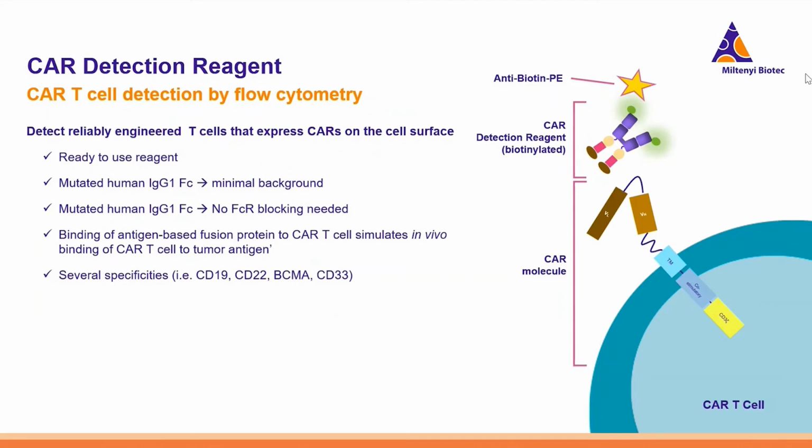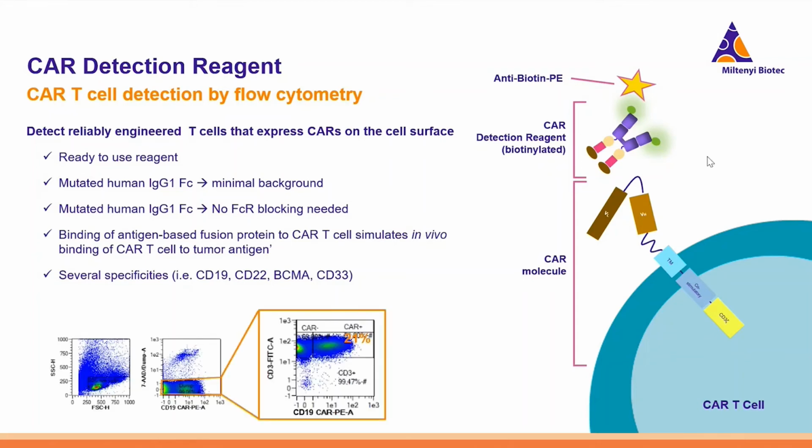Our flow kits are rounded off with our outstanding CAR detection reagents. These reagents were developed to stain and detect transgenic T cells expressing CD19 CARs on the cell surface. The reagents come ready to use and with a muted IgG1 Fc for minimal background staining so that no FcR blocking is needed. The binding of the reagent to the CAR T cells thereby simulates the in vivo binding of the CAR to the respective tumor antigen.